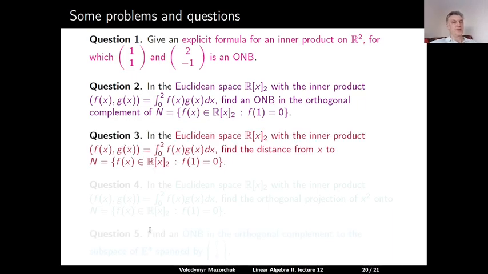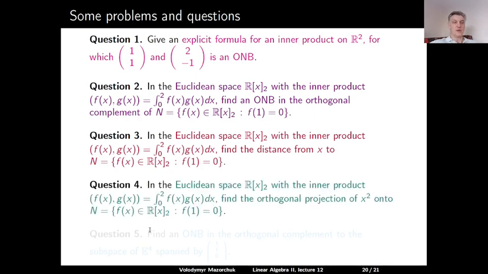Question 3. In the same Euclidean space, find the distance from x to the space of all polynomials which have value 0 at the point 1. Question 4. In the same Euclidean space, find the orthogonal projection of x squared onto the same space of all polynomials which have value 0 at 1. And finally, question 5. Find an orthonormal basis in the orthogonal complement to the subspace of E4 spanned by the vector (1, 1, 0, minus 1).